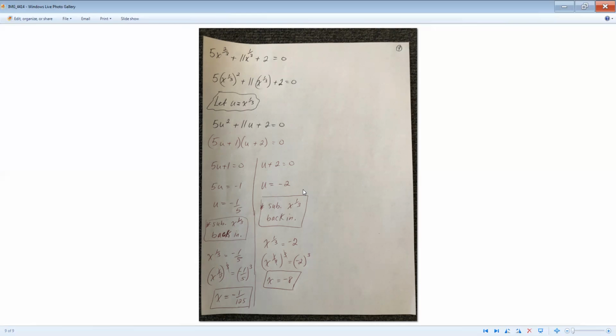So once you solve for u, you go ahead and substitute back in u equal to x to the 1/3. So we have x to the 1/3 equal to -1/5, x to the 1/3 equal to -2. Now to cancel out that 1/3 power, we raise both sides to the third power, and that 1/3 and 3 will cancel out on the variable, leaving us with just x. -1/5 cubed is -1/125, and -2 cubed is -8.